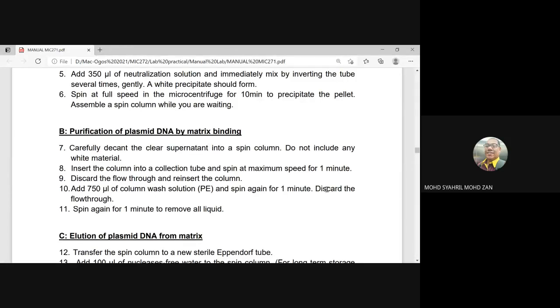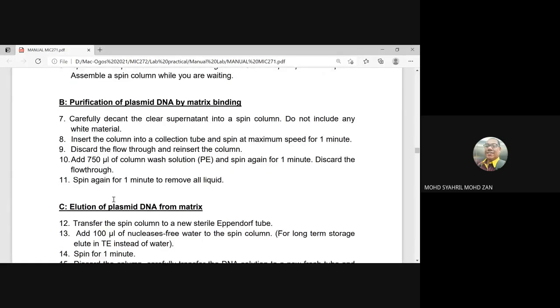Okay, and let's discard the flow through. Okay, apa yang jatuh daripada bahagian bawah tu awak kena buang, discard. So the first process, awak spin, okay, and then awak masukkan kolom ke dalam collecting tubes, and then awak discardkan dia punya cecair dalam tu, and then you have to put 750 microliter. Okay, and then last one, you have to spin again for 1 minute, same maximum speed, and remove all the liquids. Okay.